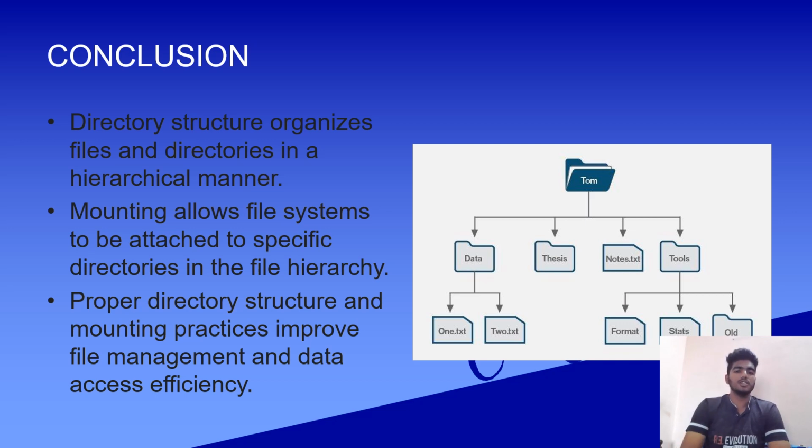So finally, the conclusion. Directory structure organizes files and directories in a hierarchical manner. We know that it will organize the files in a hierarchical manner, such as attributes, and later they will be stored in the form of files. Mounting allows file systems to be attached to specific directories in the file hierarchy. So mounting is just attaching the files to the directories in the file hierarchy. Proper directory structure and mounting practices improve file management and data access efficiency. We have also seen the advantages and efficiencies which help in storing the data and its management.